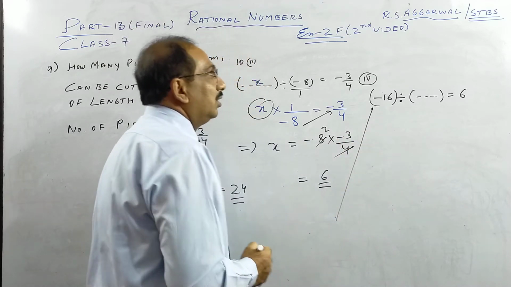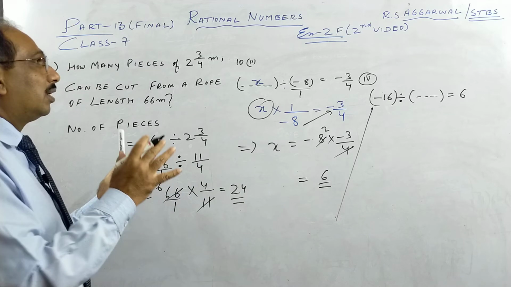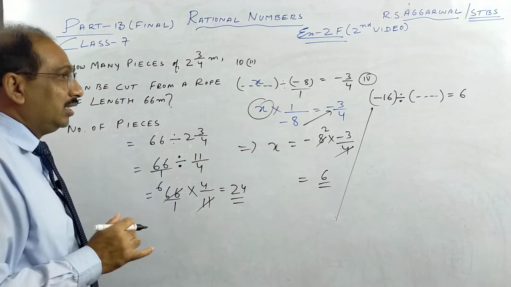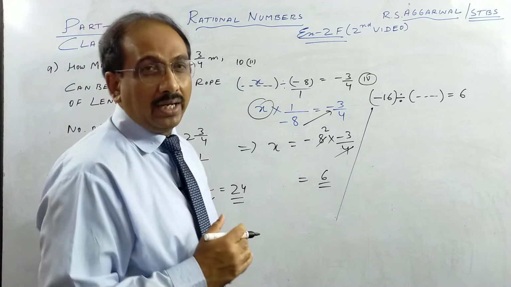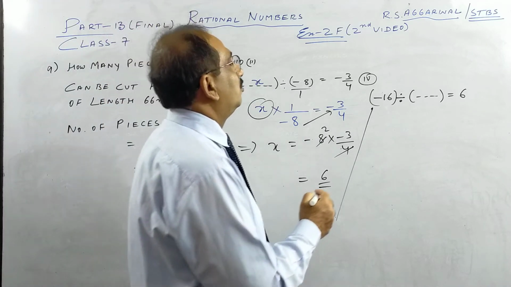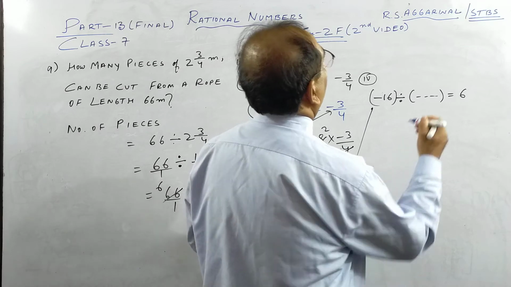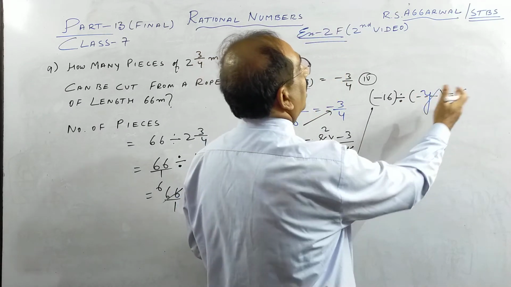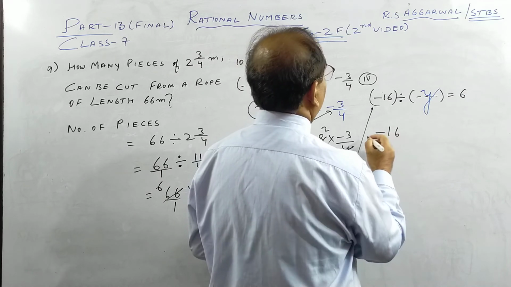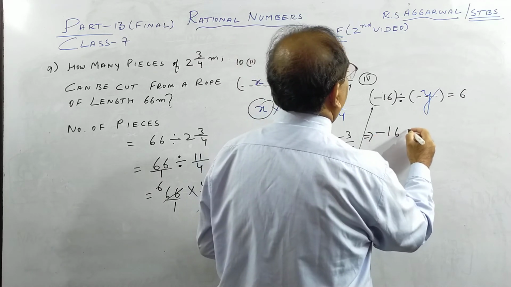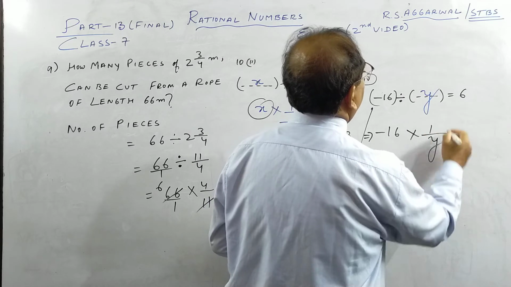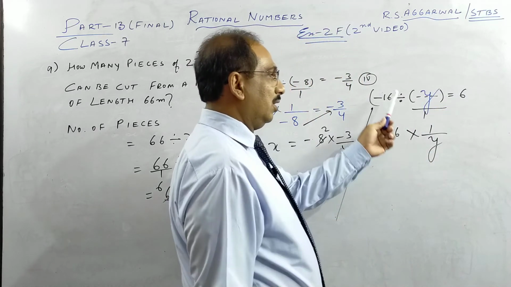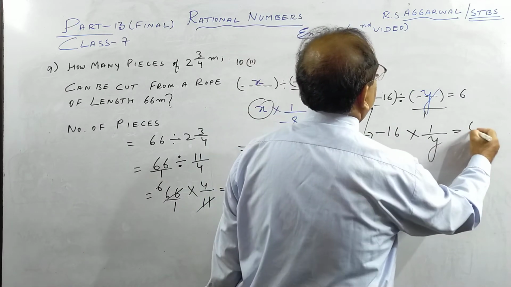And the last sum of this full rational numbers video, that is part 13. So we are coming to the end of rational numbers. So let this be y, children. Minus 16 divided by y gives you 6. So division, when it becomes multiplication, I told you, children, let the denominator there be 1. So y becomes 1 by y, this is 6.